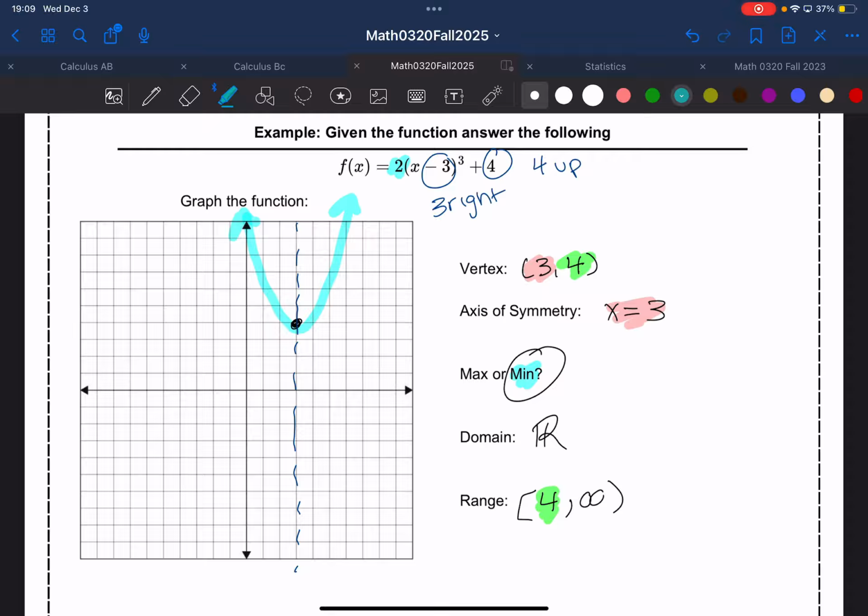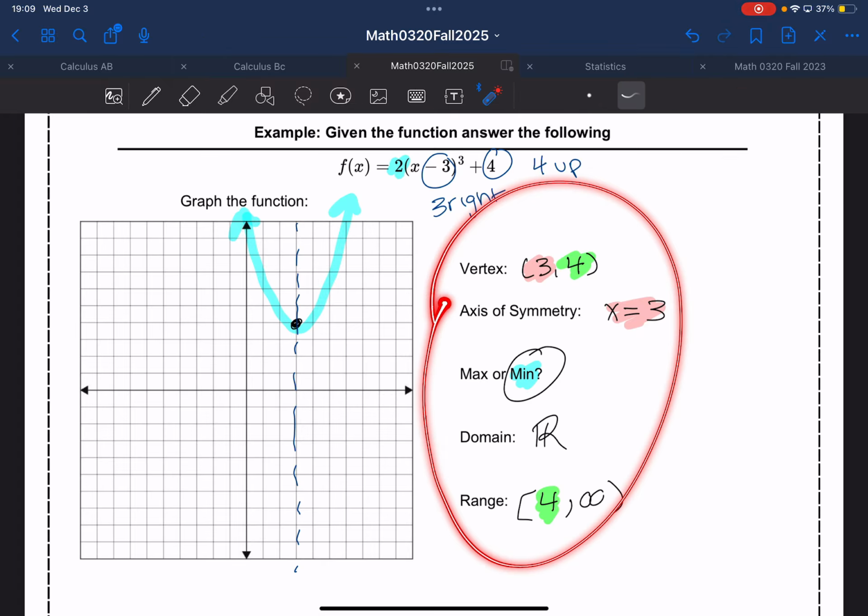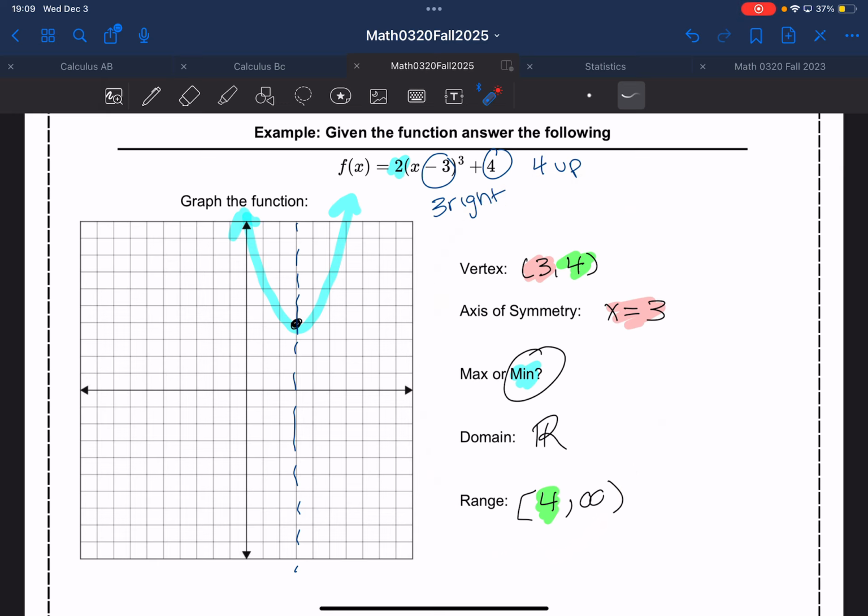You're only asked to graph a sketch. If it wanted something exact, it would tell you to create a table to get exact values. But the most important thing on this is this part. If you can understand this part, you can use the vertex and axis of symmetry and the max or min to determine which way your graph is going to go and where it's going to start. So there will be questions exactly like this on the test on Monday.